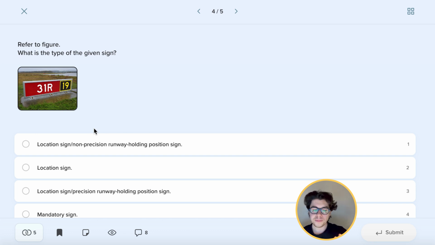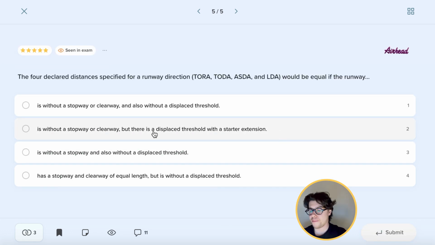Now the question is whether it's precision or non-precision. However, this is quite simple. This will be a non-precision runway holding sign. The precision runway holding signs will always have a designator of the category of the landing that is available there. So for example, if it was precision, we would see 31 right, Cat 1, or 31 right, Cat 2/3. And of course, the precision runway holding signs and holding positions will be much further away from the runway than the non-precision is to keep the aircraft clear of the sensitive areas of the ILS in order for the signal to be as accurate and strong as possible.